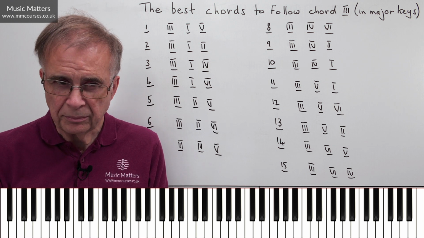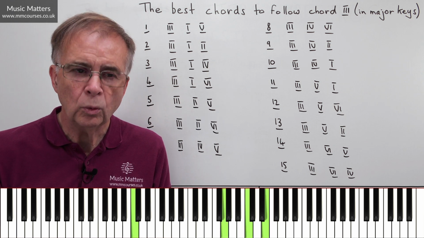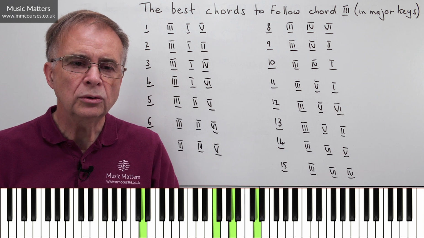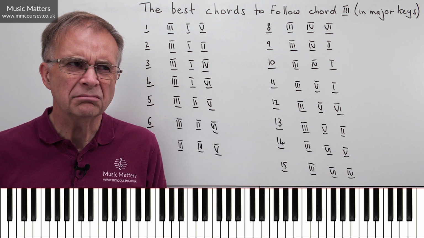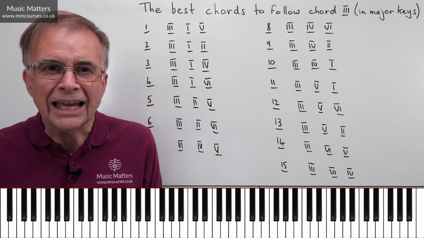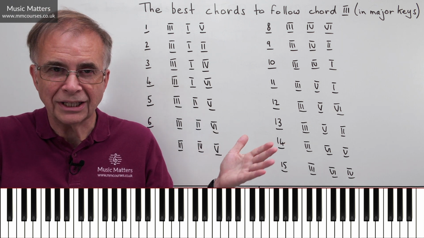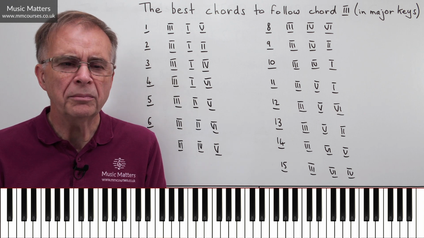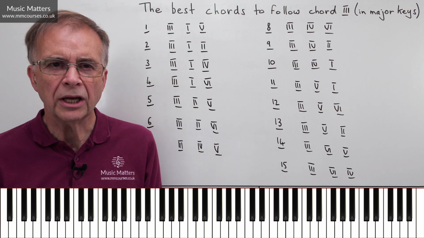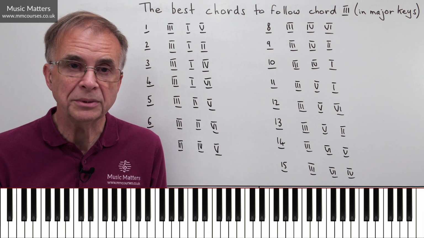Option number 2, 3 going to 1 and then to 2. So maybe 3 and then 1 and 2. And now you might think, well, it sounds all right, but it doesn't sound like the end of something. It doesn't have to be the end of something. It could be the start of a phrase or the middle of a phrase. Or you might think, well, it sort of wants to go somewhere else afterwards.